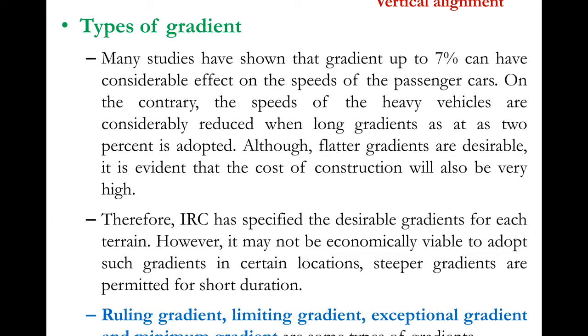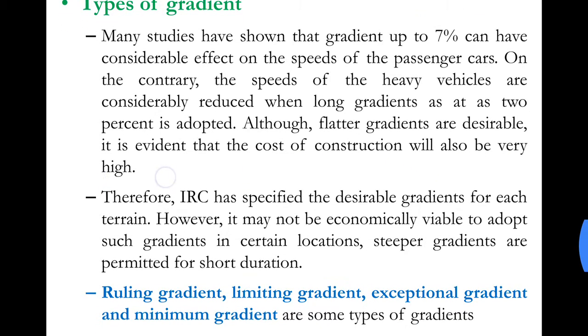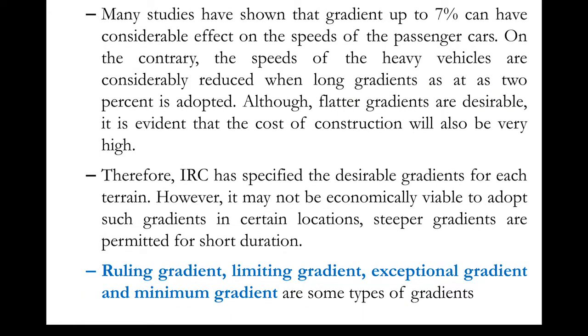Although flatter gradients are desirable, it is evident that the cost of construction will also be very high. Now what happens is, if we try to provide flatter gradients, then obviously the length of the road would increase. Since the slope is less, the length of the road would be more. In the other case, if the slope that we provide is high, then to reach from point A to point B with a higher slope, it would require lesser distance. So lesser length of road would mean lesser construction cost.